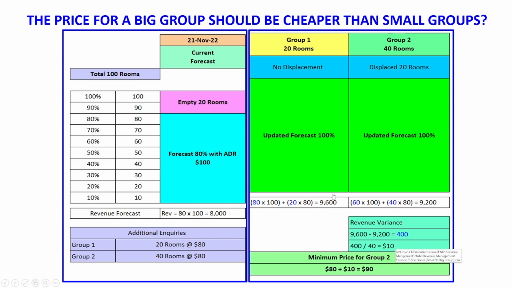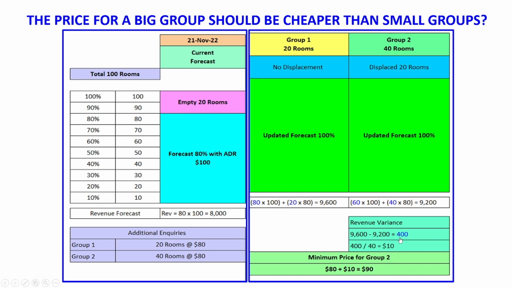We take this portion minus group 2, so the difference is, sorry, a 400 US dollar difference. That means if we take group 1, we will get revenue of 9,600. If we take group 2 with 40 rooms, we need to displace 20 rooms, so our revenue becomes 9,200. So 9,600 minus 9,200 for group 2 equals a 400 US dollar difference.